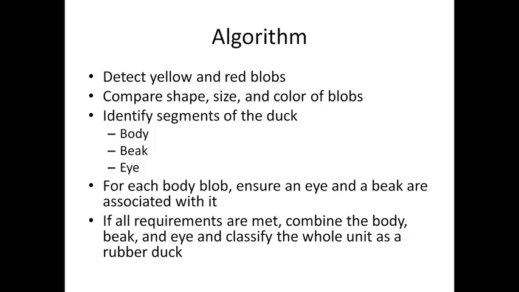Once each blob has been identified as either a body, beak, or eye, or neither, and then thrown out, we iterate through all of the body blobs, and we ensure that an eye and a beak are associated with that body blob. And once we have met all of the requirements for what the blob is, and we've been able to associate all the segments into one unit, we combine the body, the beak, and the eye, and then we will classify that whole unit as a rubber duck. The algorithm will outline the duck in red.